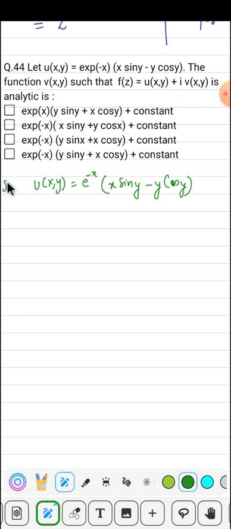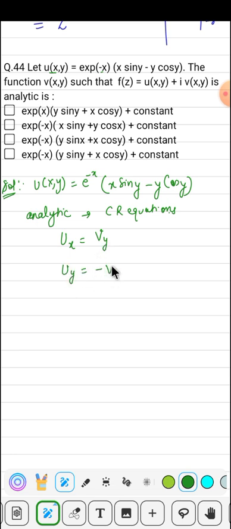Okay, so what is the solution we have? You can clearly see that we are given the real part, and also we are told that the function is analytic. If any function is analytic, then it satisfies the CR equations. What are the CR equations? Ux = Vy and Uy = -Vx. Let us take any one of them. I am going to take this one.